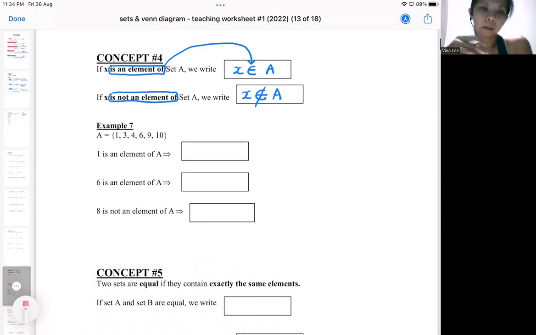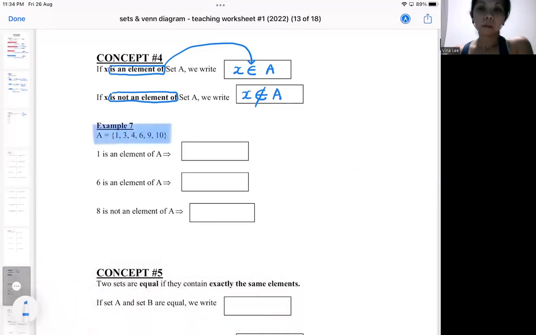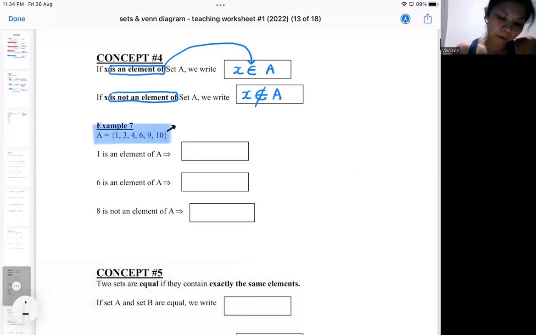If you look at example 7, we got a set A. Set A is 1, 3, 4, 6, 9, 10. Let's do a quick recap. How many elements? There will be 6 elements. So 1 is an element of A. Is it true? Yes, it's true. You actually find the 1 inside the set. So to translate, it will be 1 is an element of A.